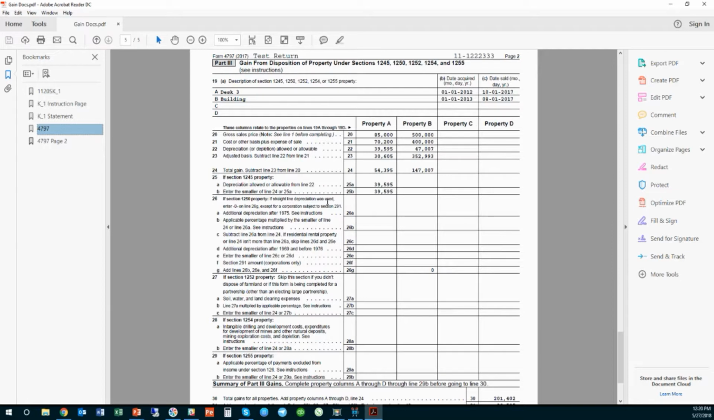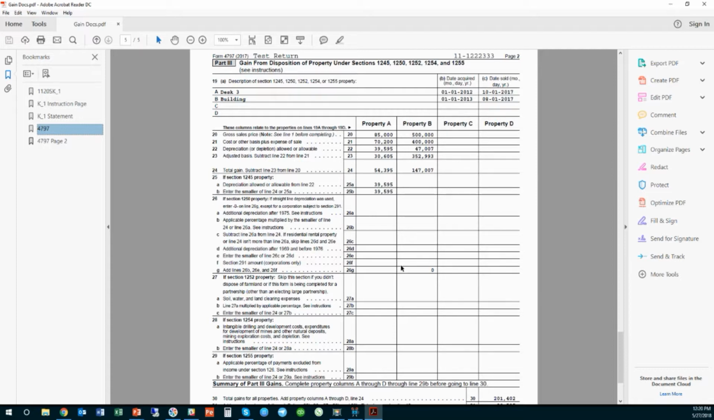If straight line depreciation was used, enter 0 on 26G, which is right here, and then move on to the first page is what it's saying. And just so you know, most property, I want to say after 1987, is supposed to be depreciated on the straight line basis.